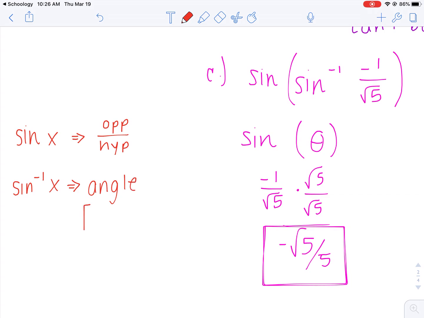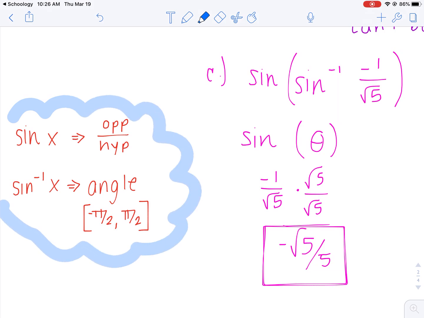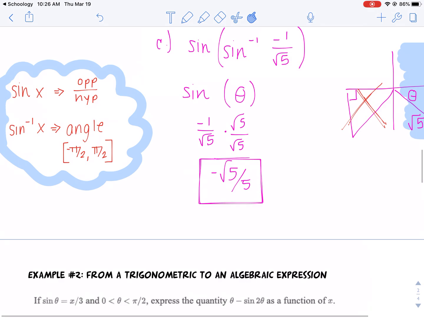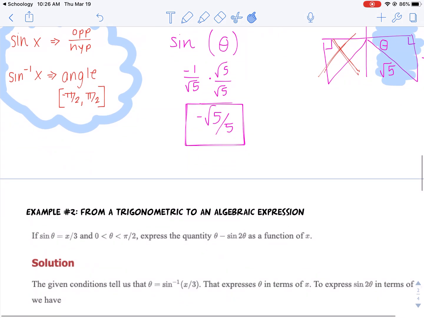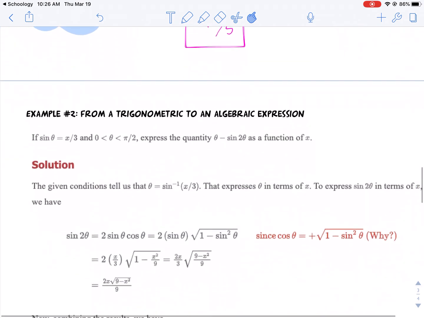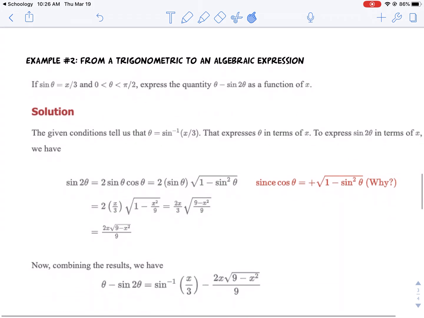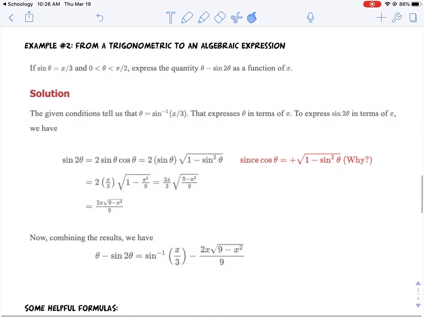Make sure the angle is between -pi/2 and pi/2 though. Okay, so this should hopefully clear up why we're doing what we're doing. It's kind of the reverse way. Okay, the inverse of each other. Okay, finishing strong. From a trigonometric to an algebraic expression. Let's see what we're working with.